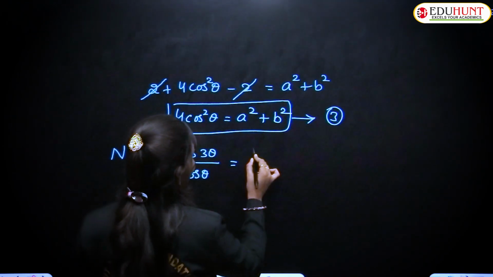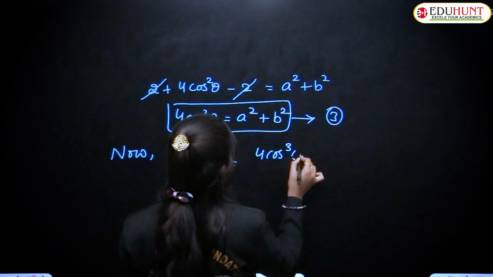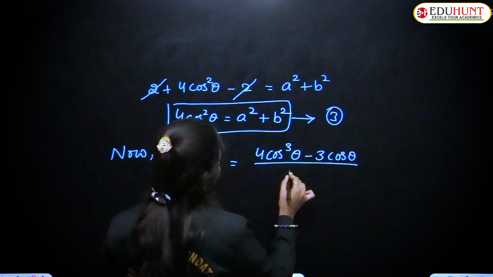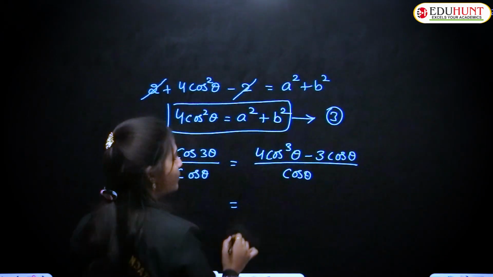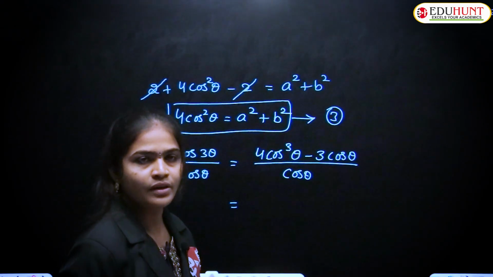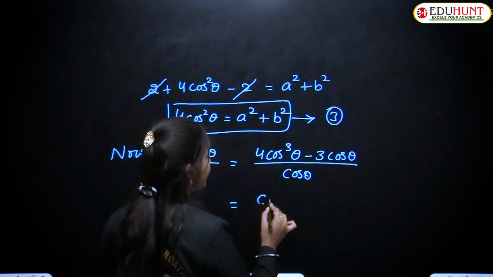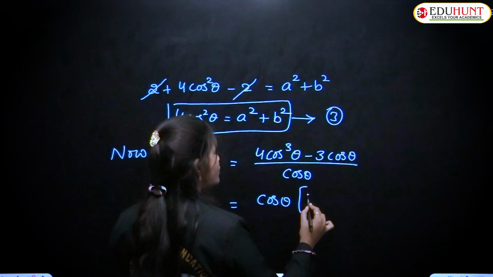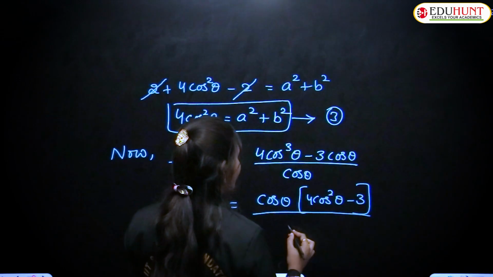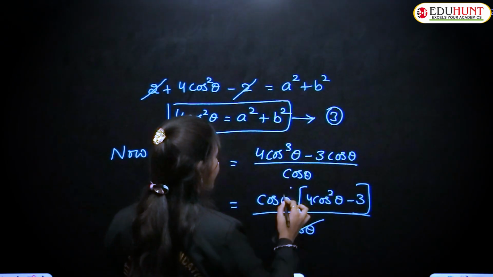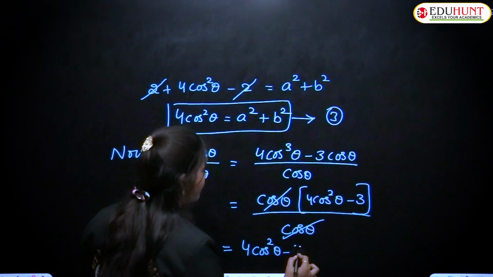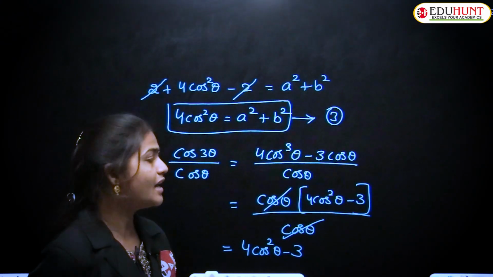So here the cos 3 theta formula is 4 cos cube theta minus 3 cos theta, divided by cos theta. That is the formula for cos 3 theta. Okay, so from the numerator take cos theta as common. So 4 cos square theta minus 3 whole by cos theta. So cos theta and cos theta get cancelled. Finally here we have 4 cos square theta minus 3.